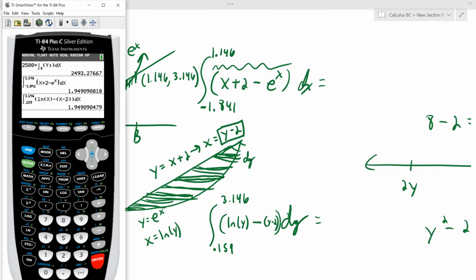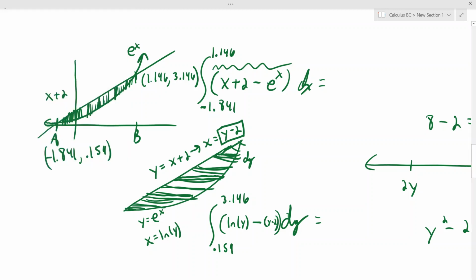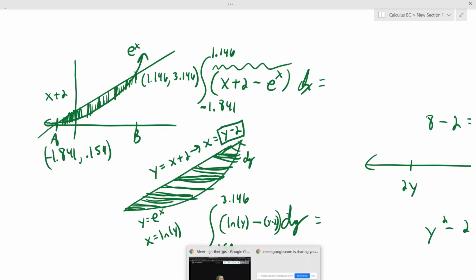So we can find area 2 different ways. On your homework, you can do whichever. Most of the time it's going to be x's, but every now and then you'll see one that's better for y, or they'll define a curve in terms of y initially. All right, any questions? How are we feeling? Excellent. So let me stop this.